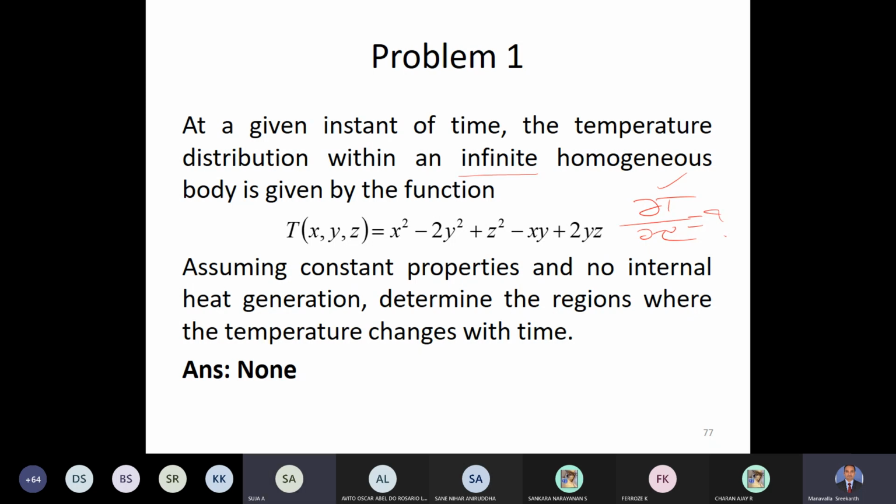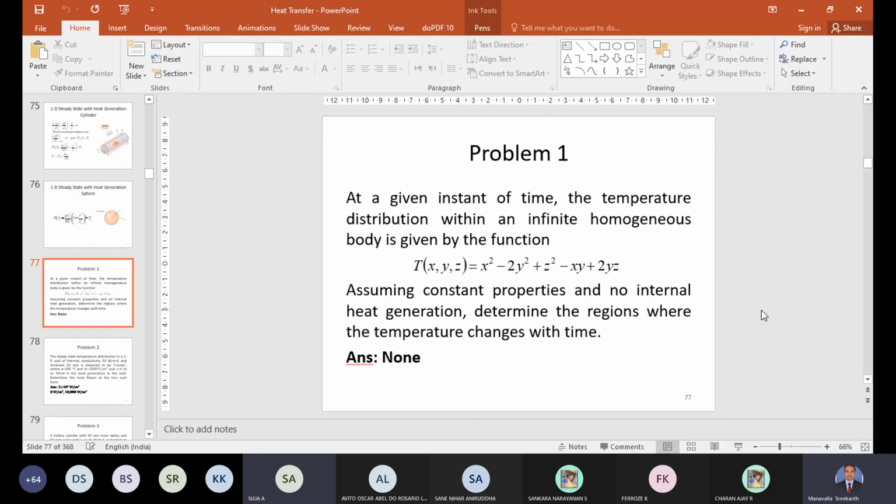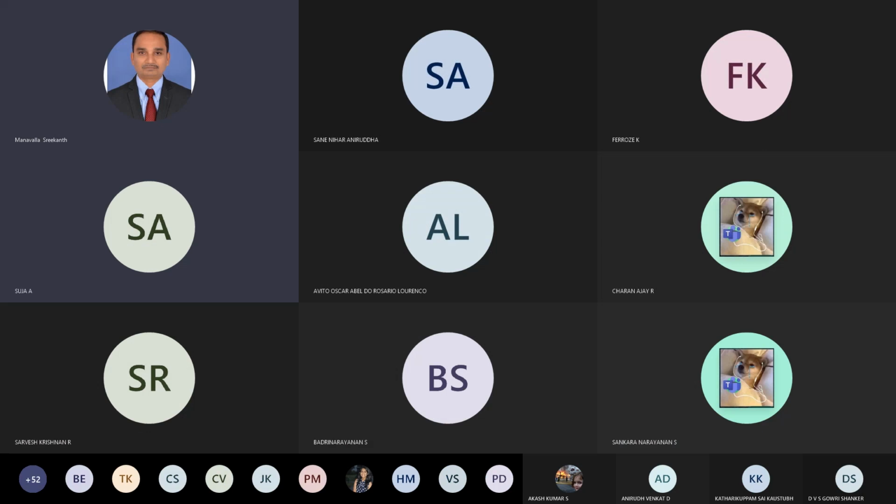So that we will solve in tomorrow's class. In tomorrow's class, we'll take up a few problems and work them out. So for tomorrow's class, come prepared with your calculators and data book. Now I'd like to stop here and take your attendance.